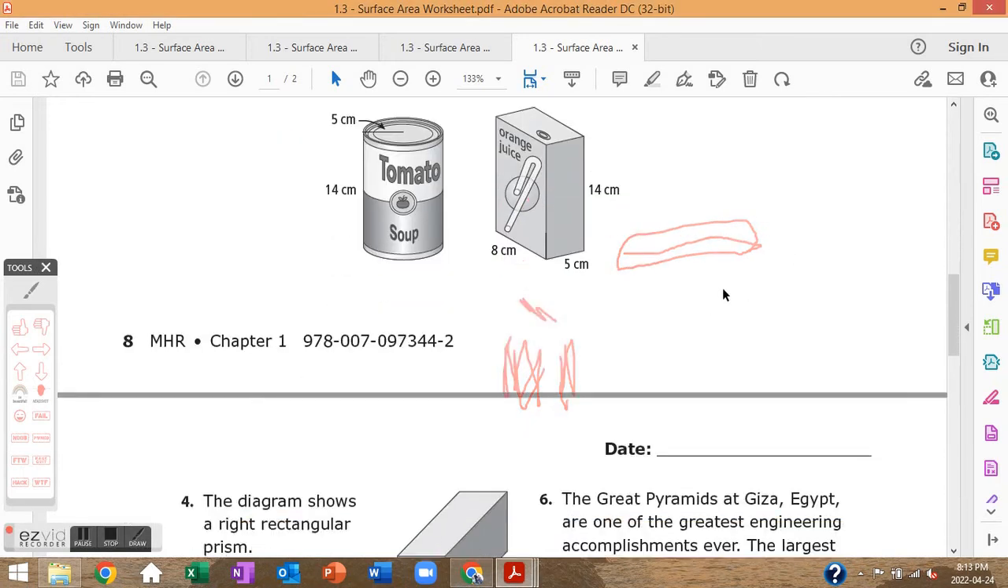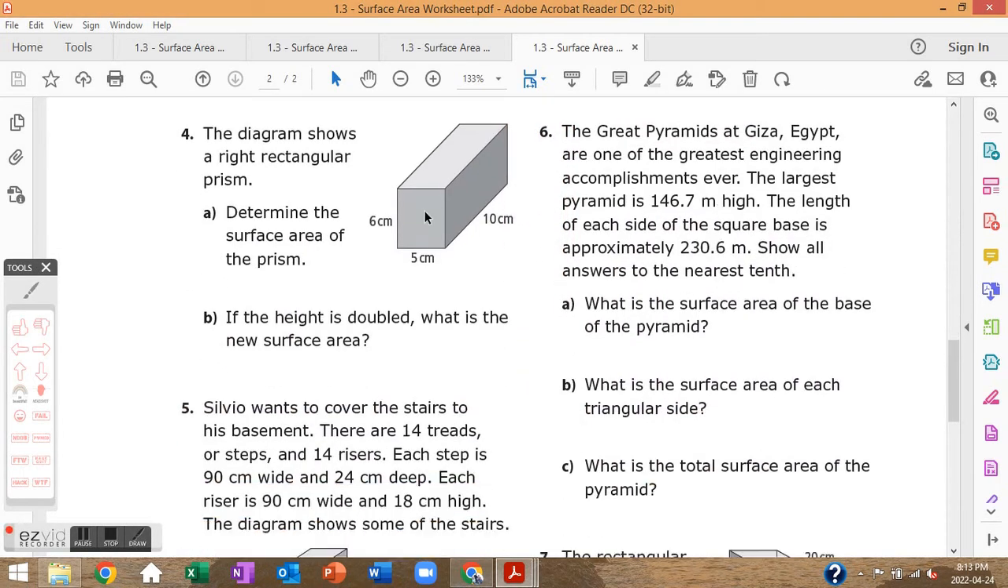Moving along. Right rectangular prism. So it gives you a little bit of a question, and then says if you double the height, what is the new surface area? So if the height, instead of being 6, suddenly becomes 12, how does that change the surface area? It's kind of an interesting idea to think about. What if I double one of those? What does that do to the entire surface area? All right, so obviously the 5 centimeters by 10 centimeters, the top and the bottom, that doesn't change, but each of the other 4 faces does change.